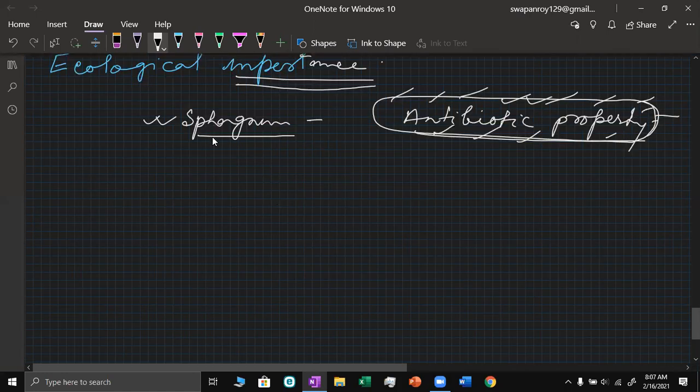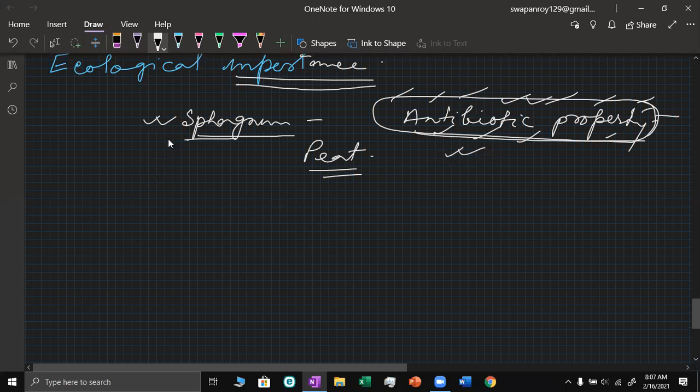And another thing is that wherever sphagnum grows, by its decomposition it forms a special type of soil-like structure, that is the peat. Peat is very useful. It is used as fuel also.